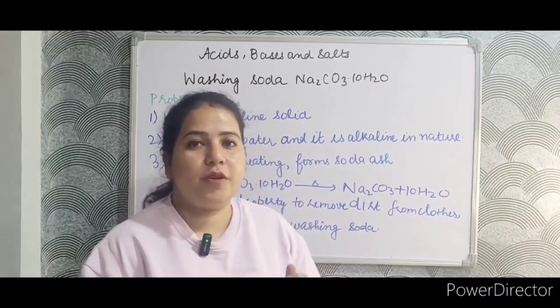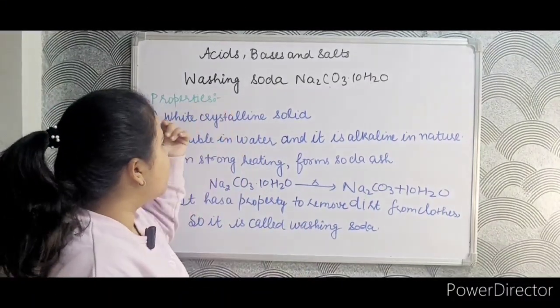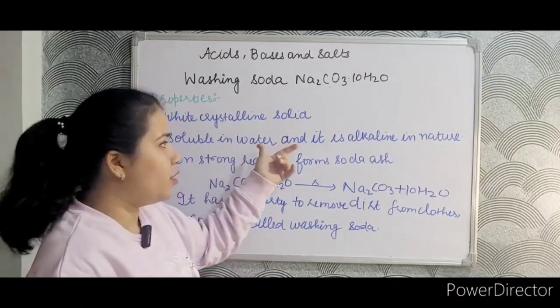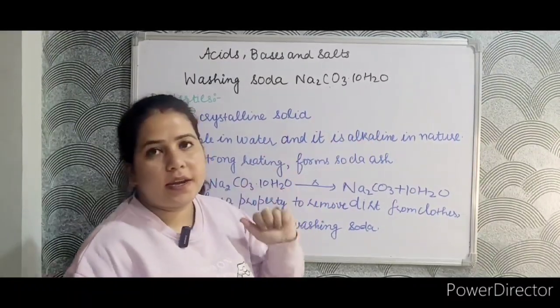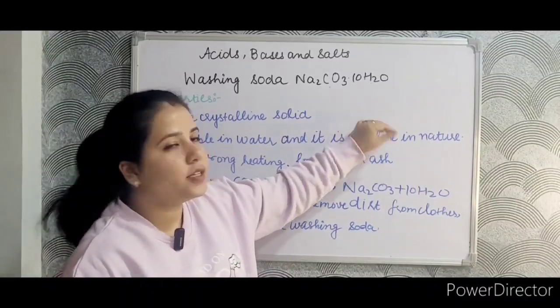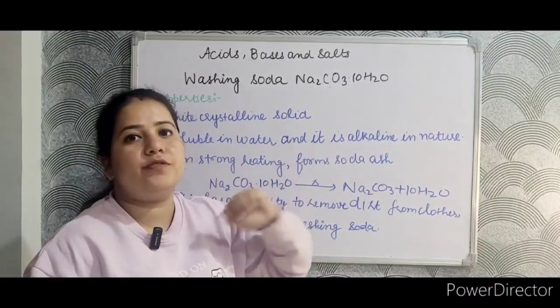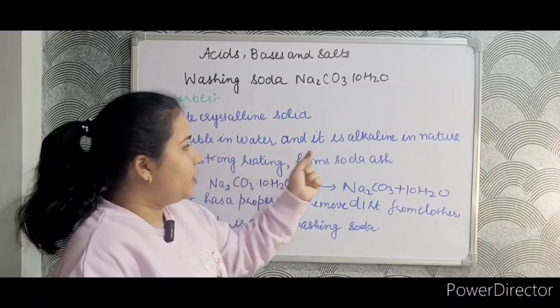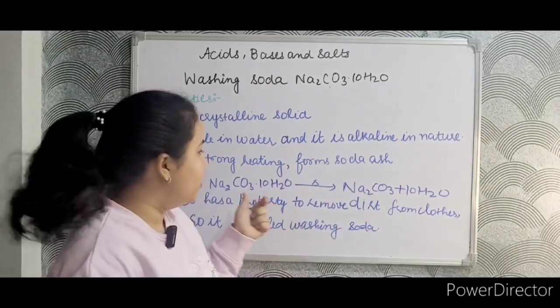Now next is properties of washing soda. First one is it is a white crystalline solid. Second is it is soluble in water and alkaline in nature. Alkaline means it is basic in nature, pH will be more than 7. Third one is on strong heating it forms soda ash.